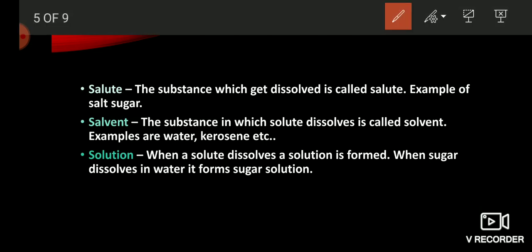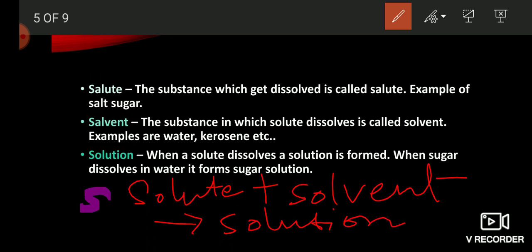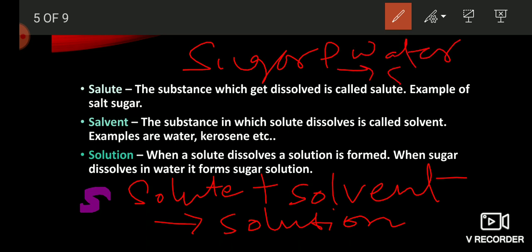That means solution means solute plus solvent gives solution. So here sugar plus water gives sugar solution. So when sugar dissolves in water, it forms a sugar solution.